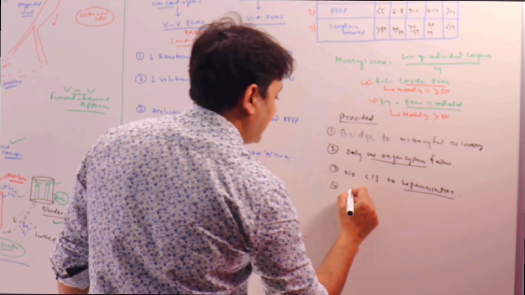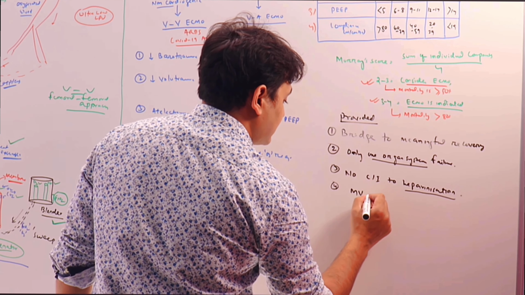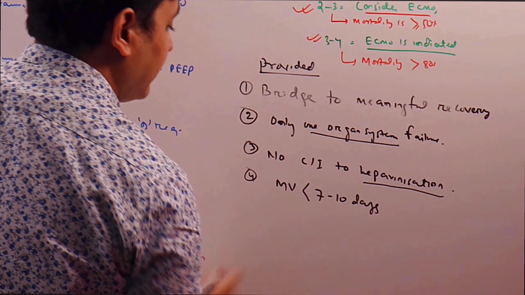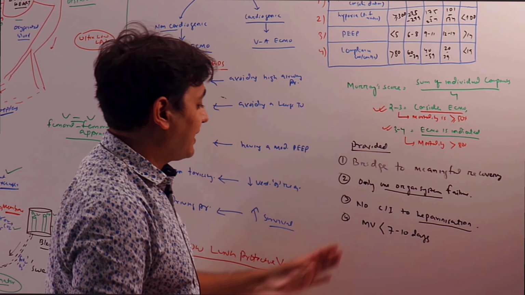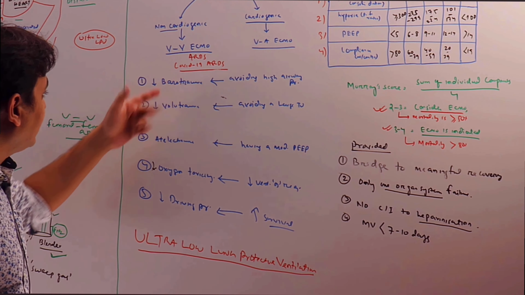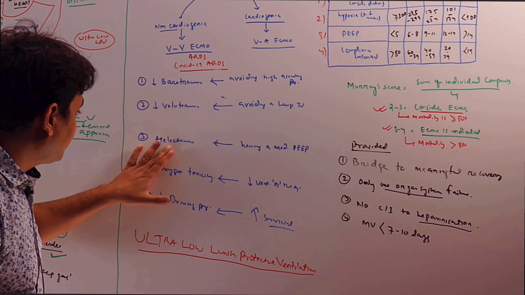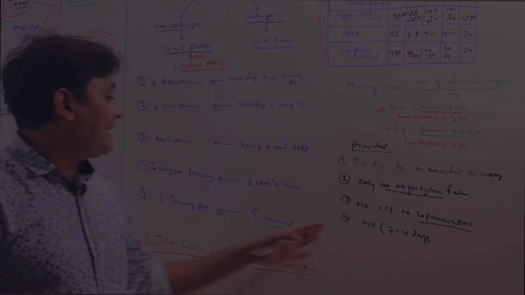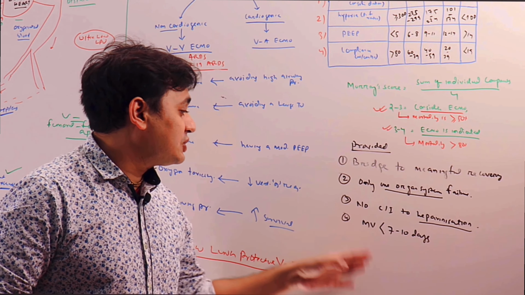For patients who are on mechanical ventilation, the mechanical ventilation duration should be less than 7 to 10 days. The earlier the better, because after 10 days of mechanical ventilation, all this has been done. Barotrauma has been done, volutrauma has been done, atelectrauma has been done. There is significant oxygen toxicity, there is high driving pressure. The mechanical ventilation duration should be less than 7 to 10 days.